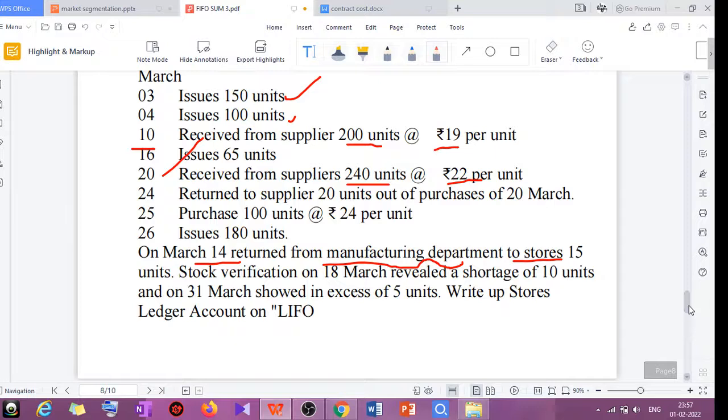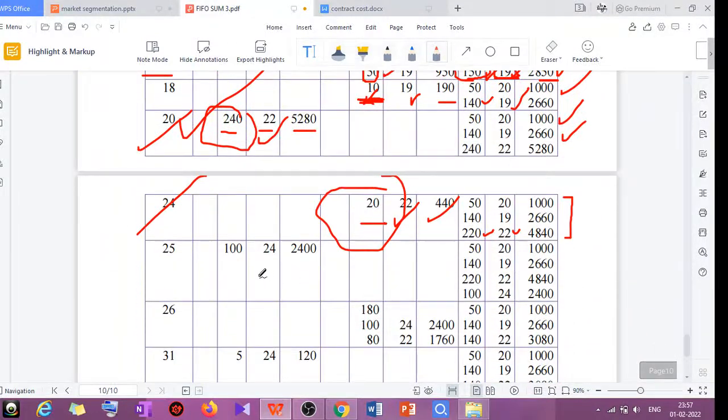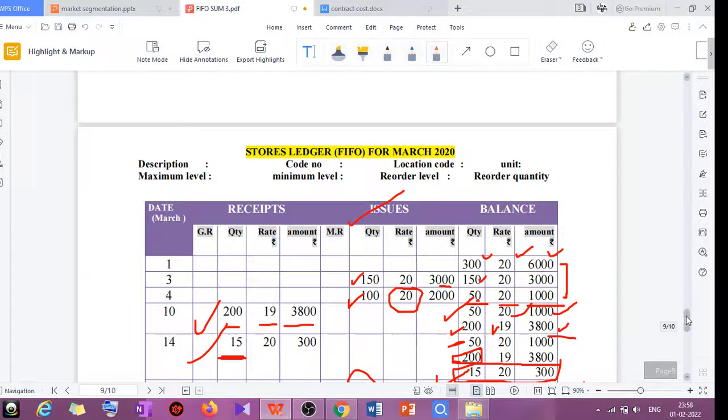Next, on 25th, we have purchased 100 units at the rate of 24. So write here on the receipt column 100 units, rate is 24, it will be 2400. Got it? So what will be the balance? 50 units, same thing, 140 units, 220 units, extra is 100 units, rate is 24, amount will be 2400. So I hope it is clear to you till here, right?